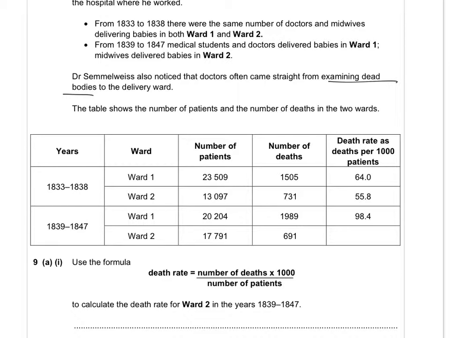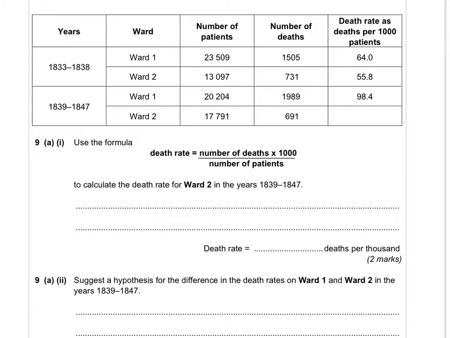Okay, so if we move down, use the formula death rate equals number of deaths times 1,000 divided by number of patients to calculate the death rate for Ward 2 in the years 1839 to 1847. So if we look at the number of deaths in Ward 2 during that time period, it's 691.